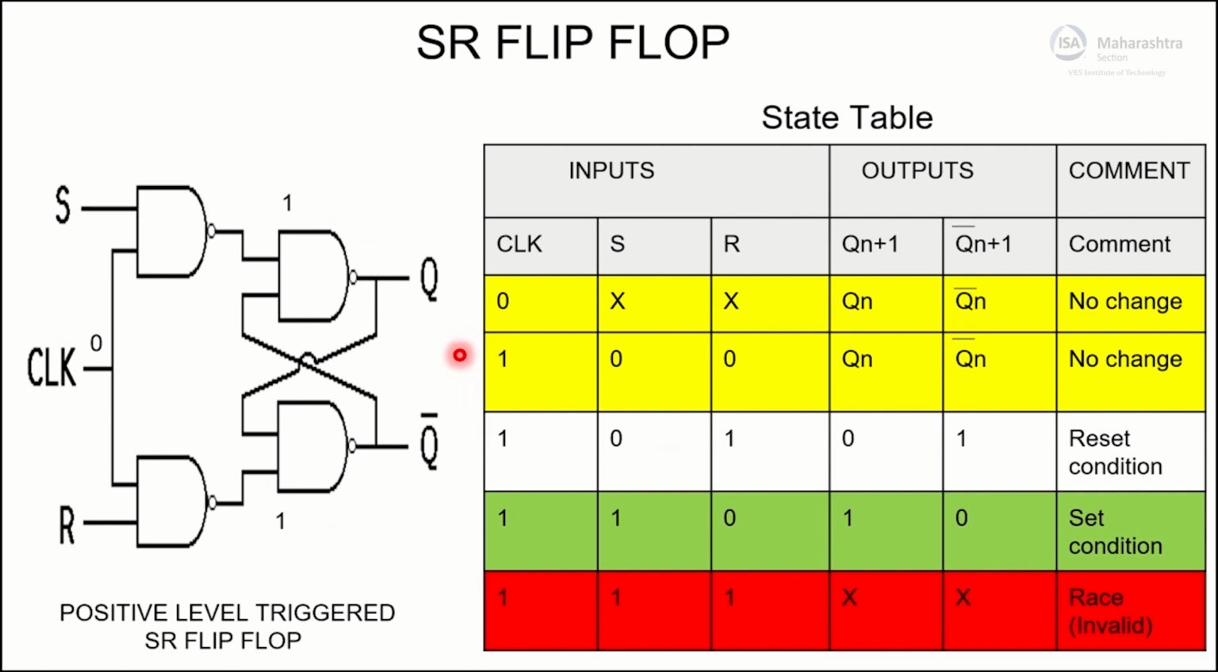So at S equal to R equal to 0, there will be no change in memory. At S equal to 0, R equal to 1, the flip-flop will reset as the latch R input is at logic 0, meaning the reset condition in the latch. At S equal to 1 and R equal to 0, it will set the flip-flop as the latch S input is at logic 0, meaning the set condition in the latch. At S equal to 1 and R equal to 1, this condition is avoided due to the racing in the inputs.